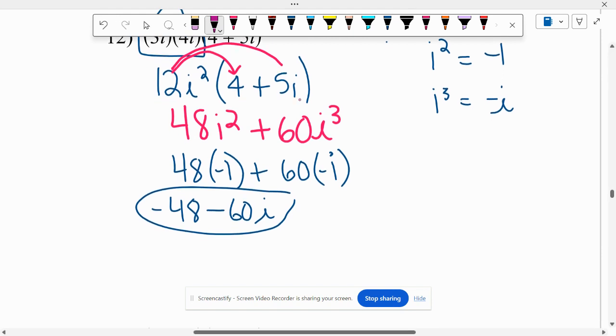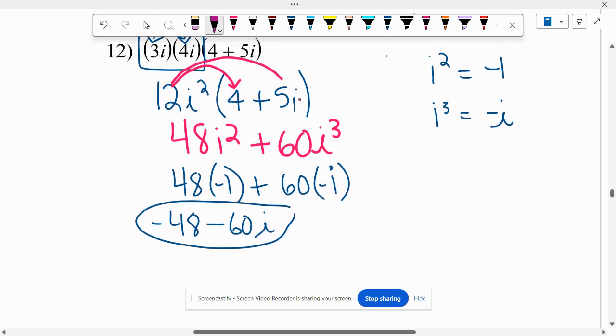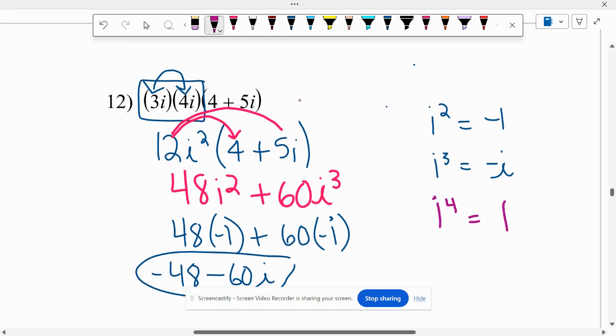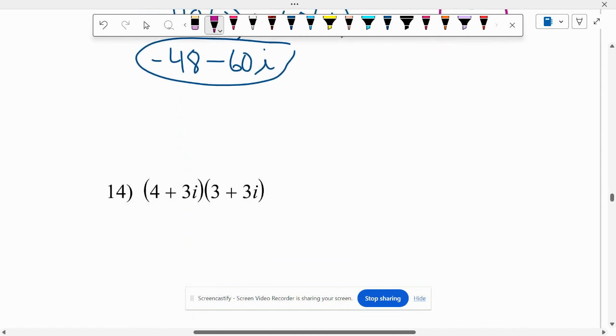Are we good with that? Does that make sense? I think that it's really important to remember what i squared, i cubed, and i to the fourth mean. What is i to the fourth? It's 1. Good job. I to the first power is just i. Okay. All right. Let's move on. Number 14.